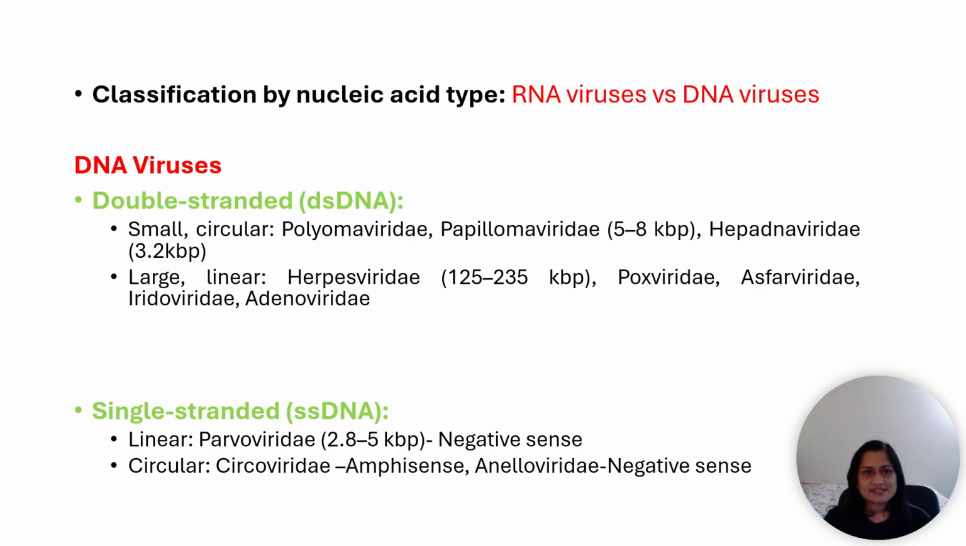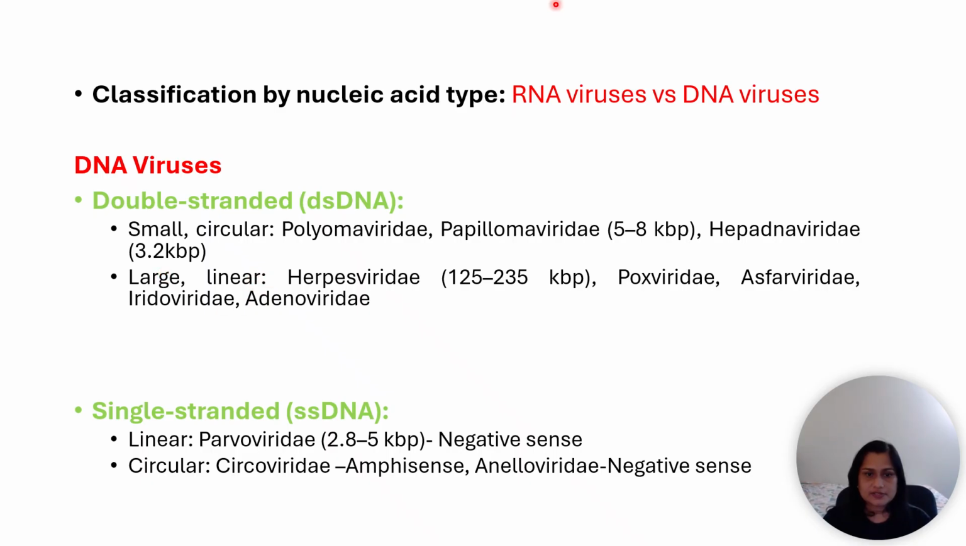Now let's discuss the classification of viruses based on the type of nucleic acid they contain, that is, RNA viruses versus DNA viruses. Let's start with the DNA viruses. DNA viruses can be either double-stranded or single-stranded. In the case of double-stranded DNA viruses, they can be either small circular viruses or large linear viruses.